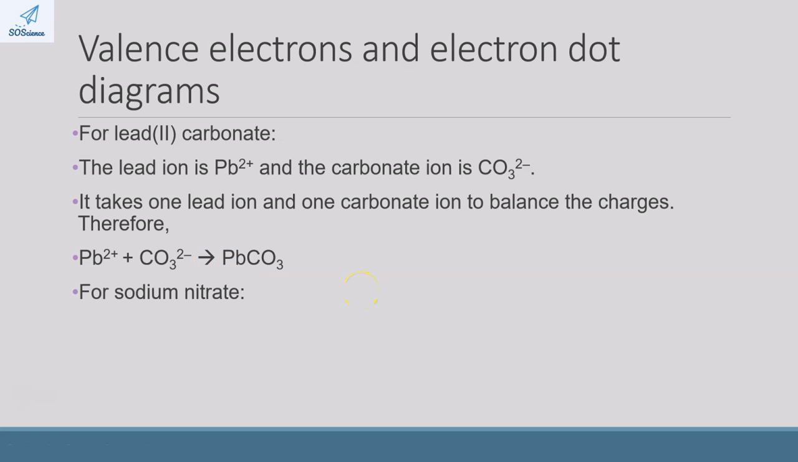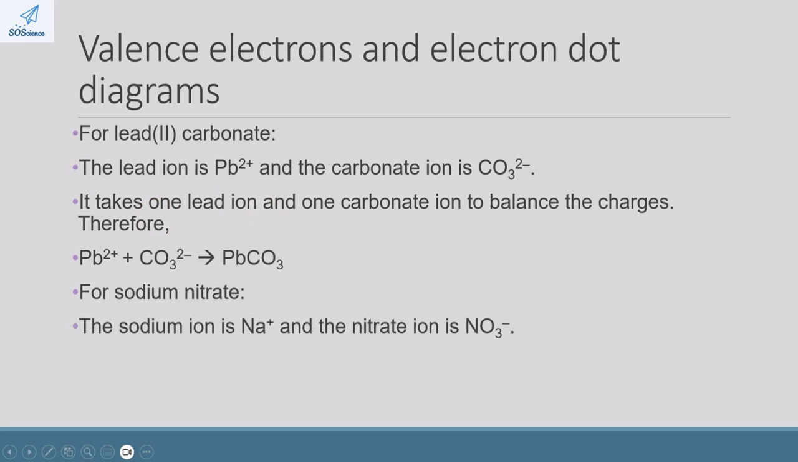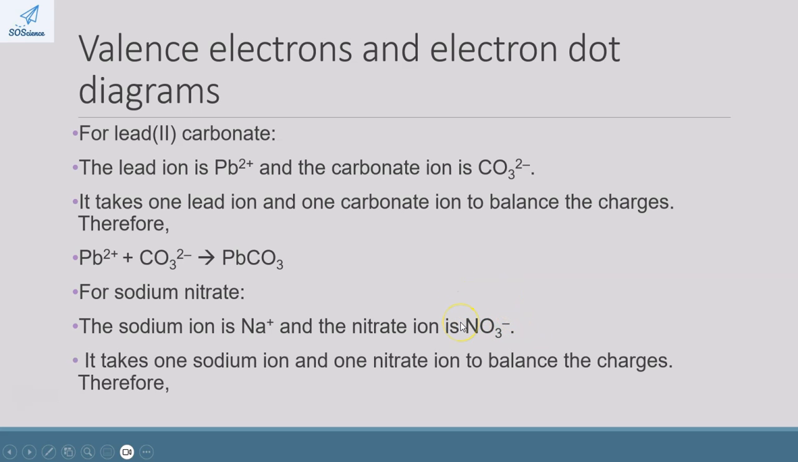Let's look at sodium nitrate. The sodium ion is Na+. We can derive that from the first column of the periodic table. The nitrate ion is NO3-. Again, we have a sodium ion that wants to give away an electron and a nitrate ion that wants to gain an electron. It takes one sodium ion and one nitrate ion to balance out the charges. So Na+ and NO3- makes NaNO3 in a 1:1:1 ratio.